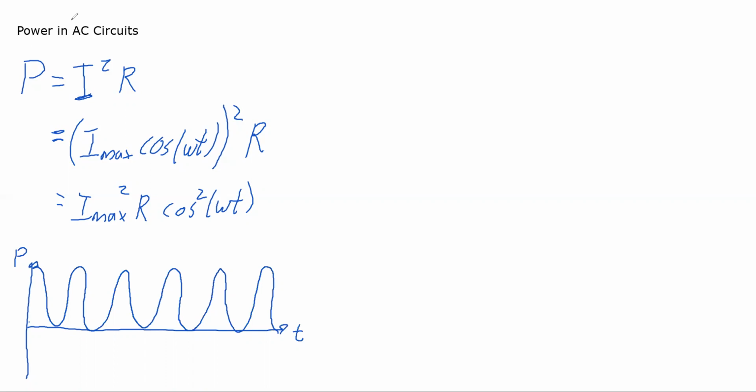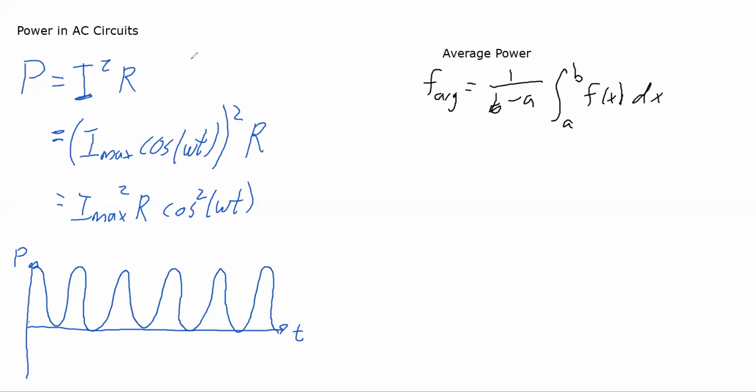So we're going to look at average power. Let's try to find average power. Back in calculus, we could find the average of any function with this equation. Your average of some function is equal to 1 over b minus a, times the integral from a to b of f(x) dx. So you average some function over the interval a to b according to this.